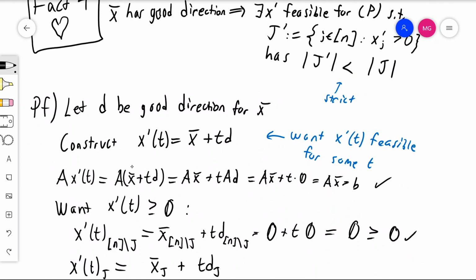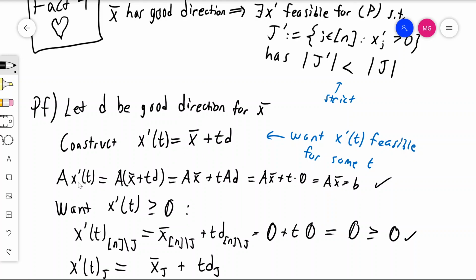The comment here is saying that we want x prime of t to be feasible for some value of t. For any value of t, though, A times x prime of t, well, it's just fill it in. So it's A times x bar plus td, and you factor the A in. Part of being a good direction, d, means that d is in the null space of A, so this part just goes away. It becomes 0. So we're just left with A times x bar, and we already know that that's b.